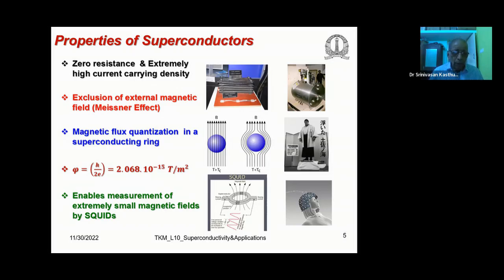It also has the exclusion of the external magnetic field. So there is no magnetic field that can penetrate into this material. This is what is called the Meissner effect. I think you can see a picture here. In this picture, this is the material through which the magnetic field is flowing. Here, the temperature is much greater than the critical temperature. Once it reaches the critical temperature, you see the magnetic field lines do not penetrate and they just diverge and go out completely.